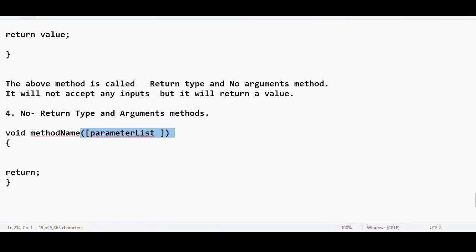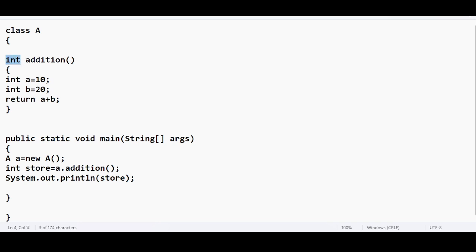Example, the same method I can convert. Let me take it as void. I will be passing arguments. I can pass any number of arguments. If I pass integer a, integer b, integer c, this method is accepting 3 arguments here. So 3 inputs are accepted, but it will not return anything.